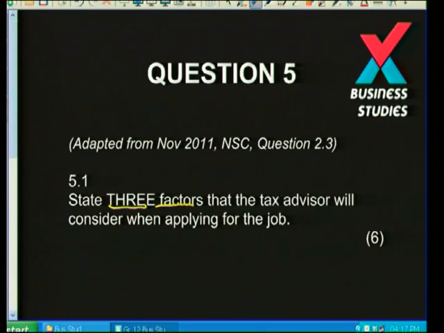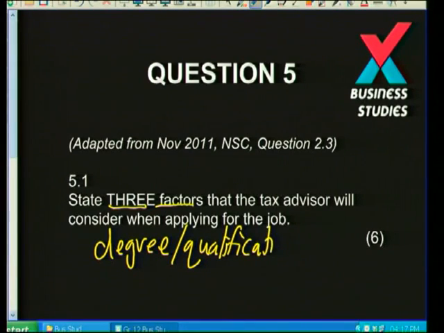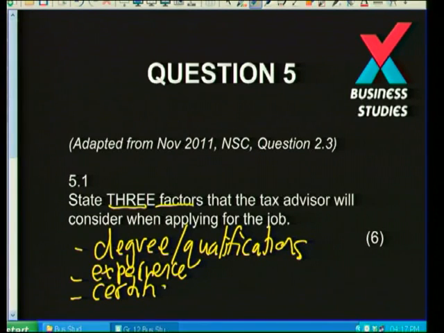So we could mention those there in the answer. So we've got to look at the degree. That's definitely one thing, or your qualifications. Your experience. You must have at least, remember, 1 year experience. And you also need to look at that certificate. You need that certificate in financial planning as well.